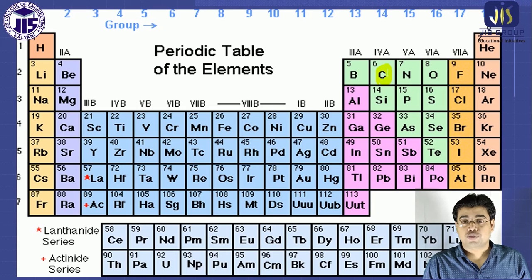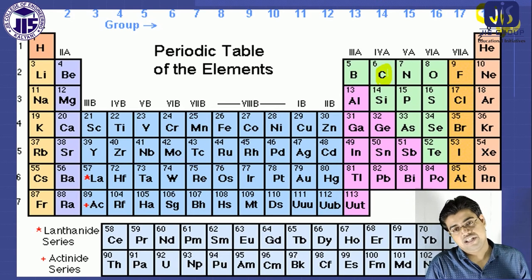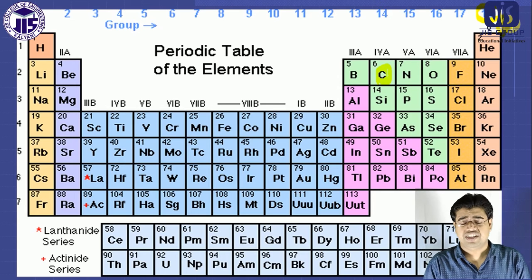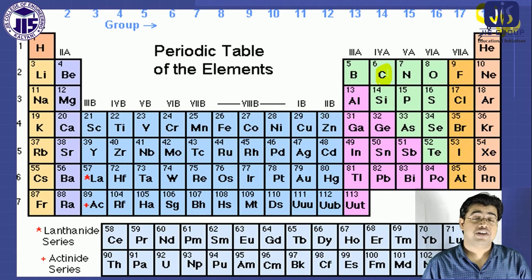The 18th group, which was not present in Mendeleev's periodic table, is taken as the 0th group, because those elements are inert; inert gases are present in that group. Generally they do not take part in reactions, so that's why they are taken as the 18th group, or inert group, or the 0th group.